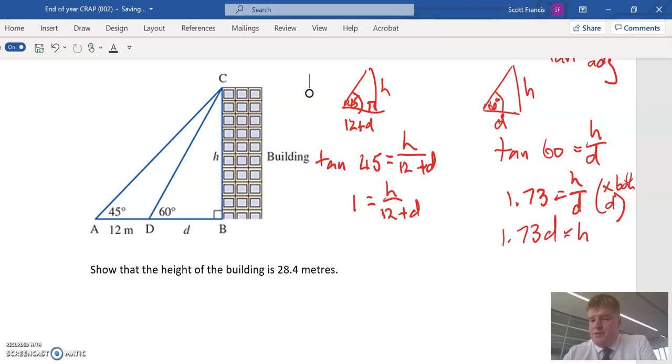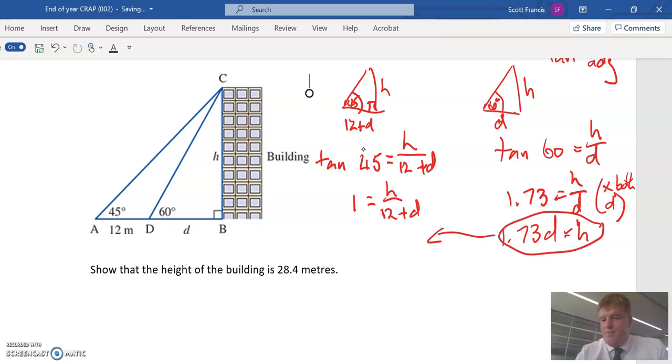As we multiply both sides by D, on the left-hand side 1.73 goes to 1.73D. On the right-hand side the two D's cancel out, and we're just left with H. This becomes a really important relationship. Now I want to substitute this 1.73D where I see H over here. So we've got that 1 equals 1.73D divided by 12 plus D.